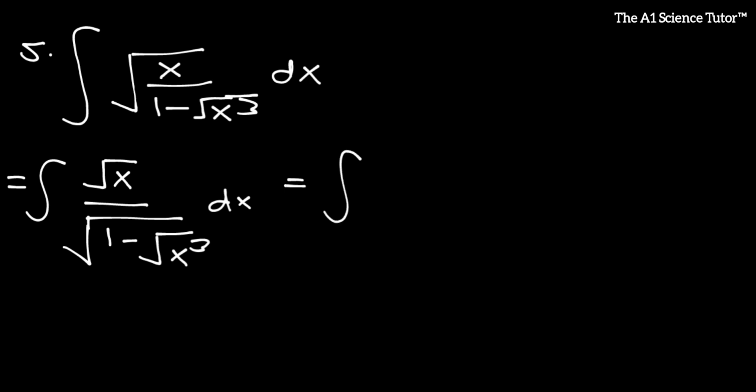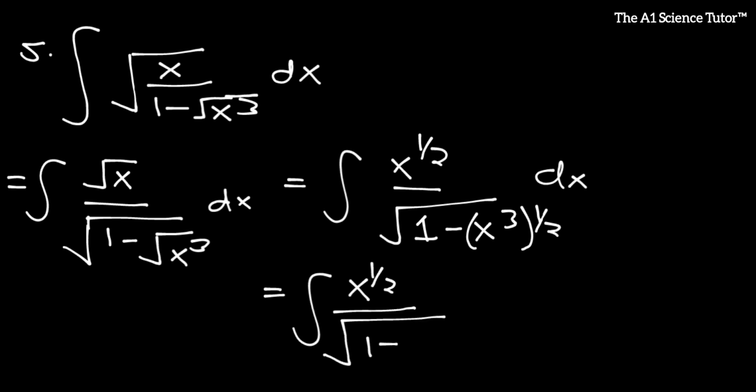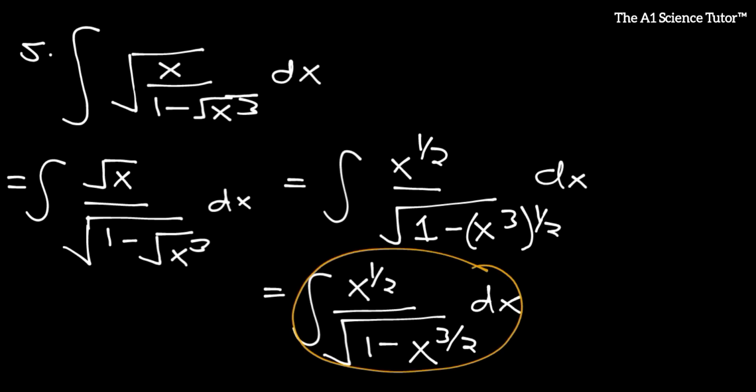Now this is going to be the integral of x raised to the power of 1 over 2, divided by the square root of 1 minus x raised to the power of 3, and of course this should also be raised to the power of half, right? Now here we can have 3 multiplied by half, and so that is going to give us x to the half, divided by 1 minus x raised to the power of 3 halves, dx. So this is actually the form that we have, and this is what we need to deal with.